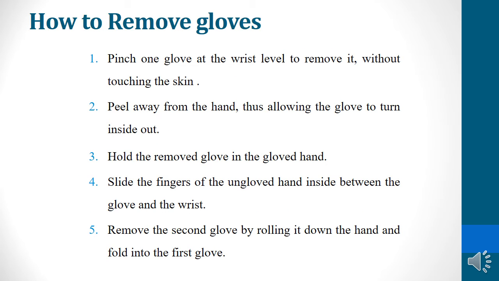We finished the procedure and we are going to remove the gloves. How will we remove the gloves? First, pinch one glove at the wrist level to remove it without touching the skin. Second, pull away from the hand, thus allowing the glove to turn inside out. Hold the removed glove in the gloved hand. Slide the finger of the ungloved hand inside between the glove and the wrist. Remove the second glove by rolling it down the hand, folding it into the first glove.